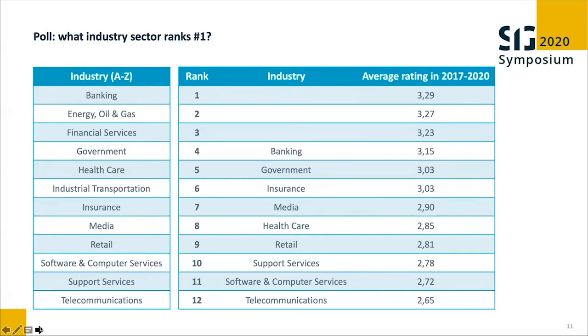But then who's 3, 2 and 1? Financial services, including fintech, is on 3rd place. Industrial transport, including ports and those kinds of industries, on 2nd place, which leaves energy, oil and gas at a very respectable 1st place. So congrats to everybody who contributed to that. But importantly, of course, this is an average. There are outliers in both directions in all the industries.